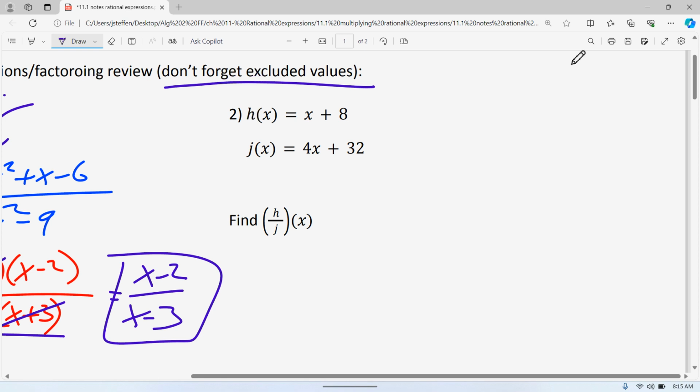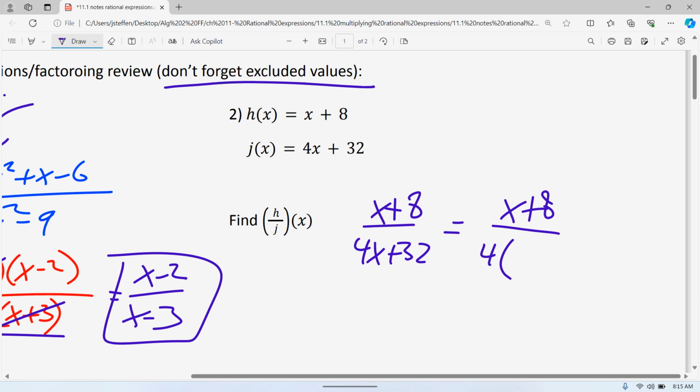It's h j, so h is x plus 8 over 4x plus 32. The only reason I added the second one is to show you that some of them have a little less factoring. So the numerator can't factor. The denominator, all I can take out is the greatest common factor of 4, which leaves x plus 8.